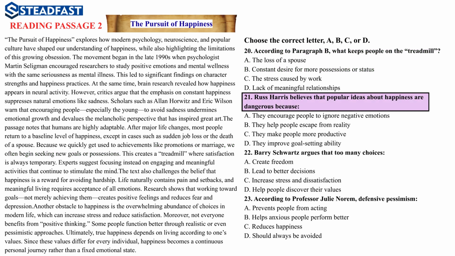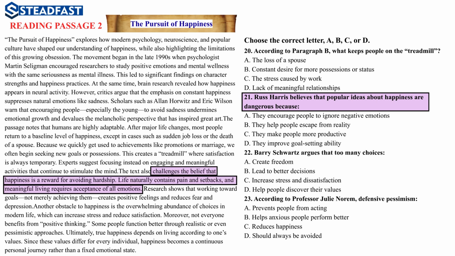Russ Harris believes popular ideas about happiness are dangerous because... In the section discussing Harris, it says that the belief we must always be happy causes people to avoid or reject normal negative emotions, which are actually part of a meaningful life. He warns that trying to eliminate sadness and other negative feelings is harmful. So the option that matches is they encourage people to ignore negative emotions. So the correct option here is A.